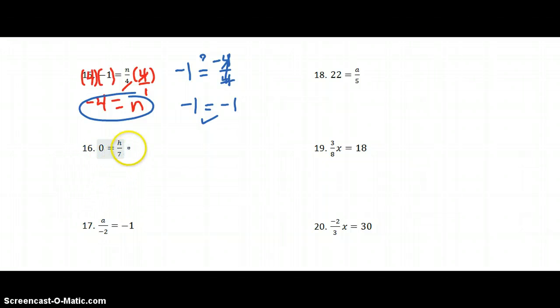Number 16, it is division. So to undo division, I need to do multiplication. Oh, we're multiplying times 0. Anything times 0 is 0. Then on this side, this is a 7 understood over 1. And the 7 cancels, and h equals 0. Now let's check it. 0 over 7, does that equal 0?